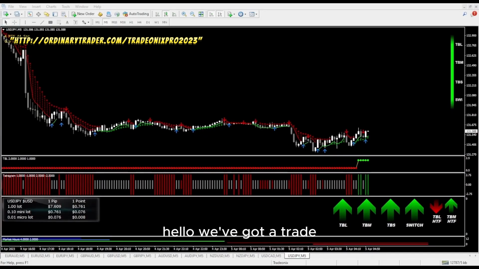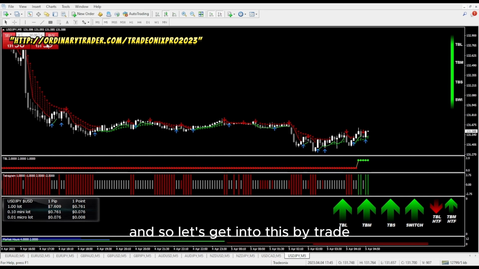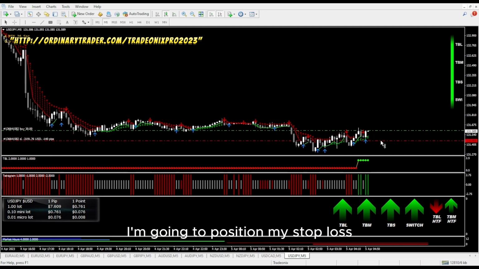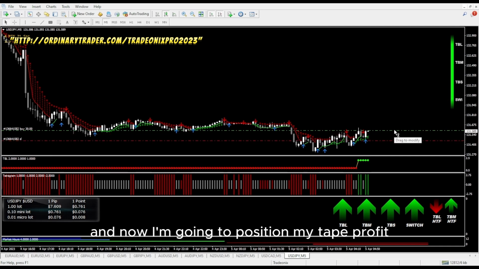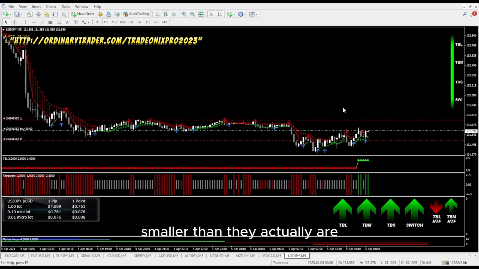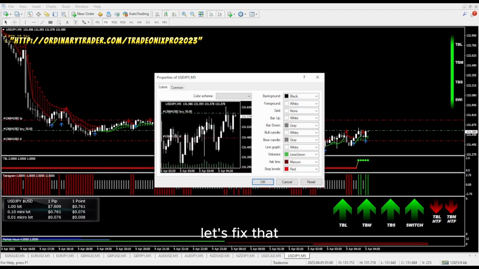Hello, we've got a trade, a signal on the US dollar Japanese yen. So let's get into this buy trade. We are in the buy trade. I'm going to position my stop loss. And now I'm going to position my take profit. Now, this big move in here is making these candles seem smaller than they actually are. These candles are a bit bigger. Let's fix that.